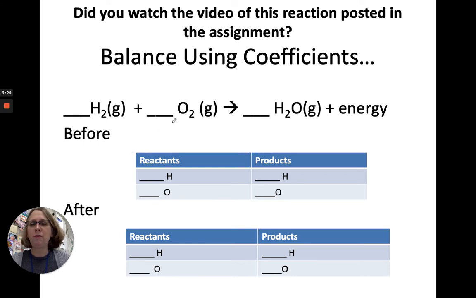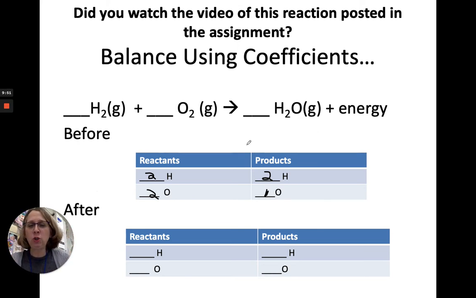So let's look at the before here. We've got 2 hydrogens on this side, and we've got 2 oxygens on this side. But on the product side, we've got 2 hydrogens, so that's cool, but we only have 1 oxygen. So clearly, we're going to have to do some balancing. And again, the lines here, this is the skeleton. It's scary. It's not balanced, all right?